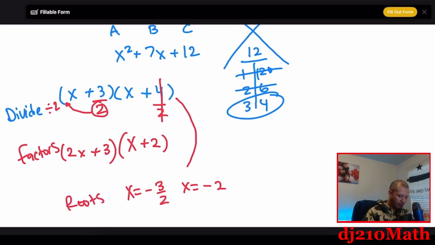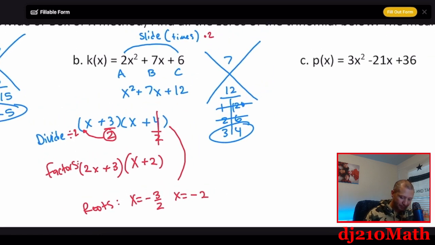So you might have to watch that a couple of times as well, or follow along in the next one. But when a is different from 1 and you have to do the slide and divide method, just understand what are the factors and what are the roots, right? So that's going to be the big one.